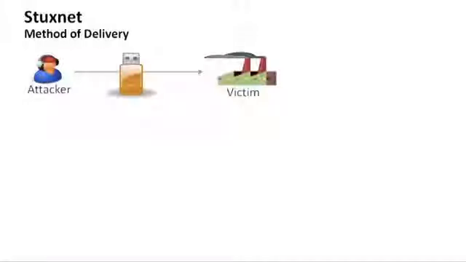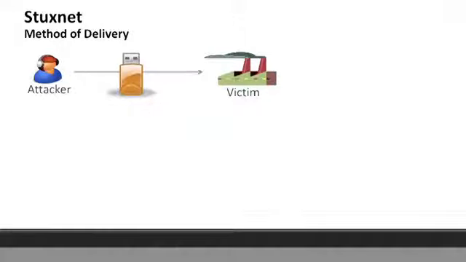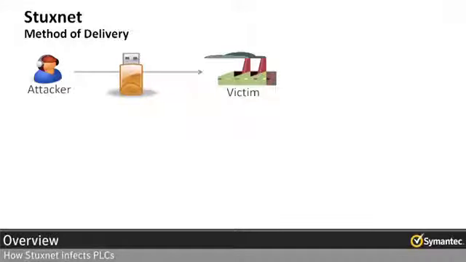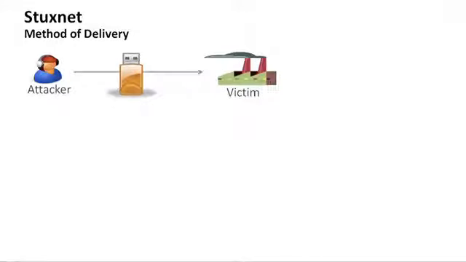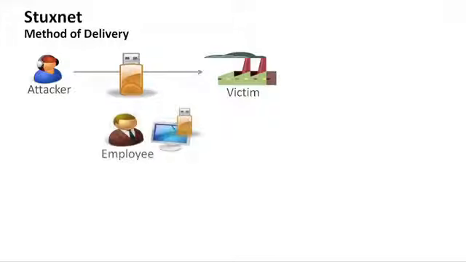Stuxnet is the first worm to target an industrial control system, such as a gas pipeline or a power plant. The attack likely started when an infected USB key was physically brought into the target environment, perhaps by an unknowing third-party contractor or by an insider. Once inside the environment, Stuxnet would infect an employee's computer.